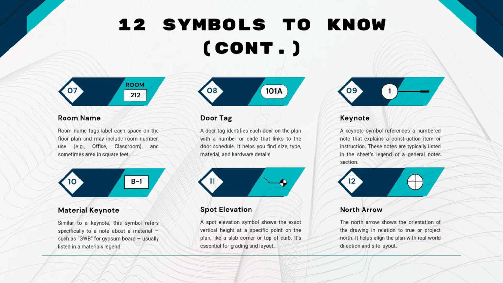The north arrow shows the orientation of the drawing in relation to true or project north, and it helps align the plan with a real-world direction and site layout. A lot of folks get tripped up on these symbols, but they're not complicated once you learn the language. For example, the section cut looks like an arrow or a circle with a number or letter. That tells you, hey, go look at detail A on sheet 3.